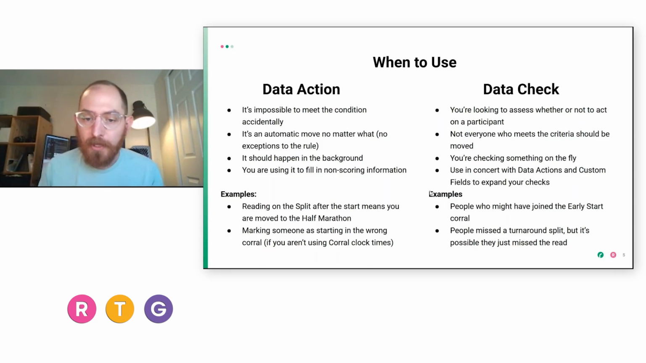So some examples: people who might have joined the early start corral, people who missed a turnaround split, but it's possible they just missed the read. A few things where it's ambiguous as to what you should do with them. So you can look at the list of participants and determine what you want to do on a case-by-case basis. And maybe it is that you want to move everyone or you want to change everyone's data. That's okay too. It's really easy to do. You just select all and make the change.